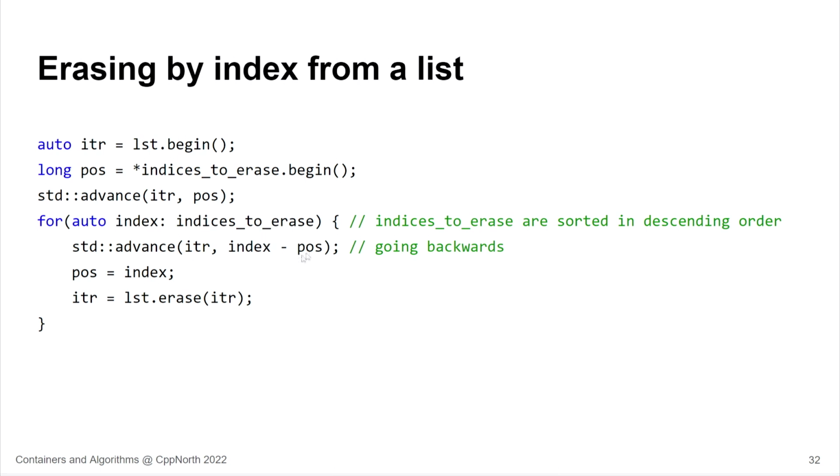The first one is 0. The first one is index minus pos, and the first index is the same pos that we got here. So the first one is, just take the iterator and go there, and then erase that. And in the loop, we just go back each time and erase one. Okay, that's the idea for a list.